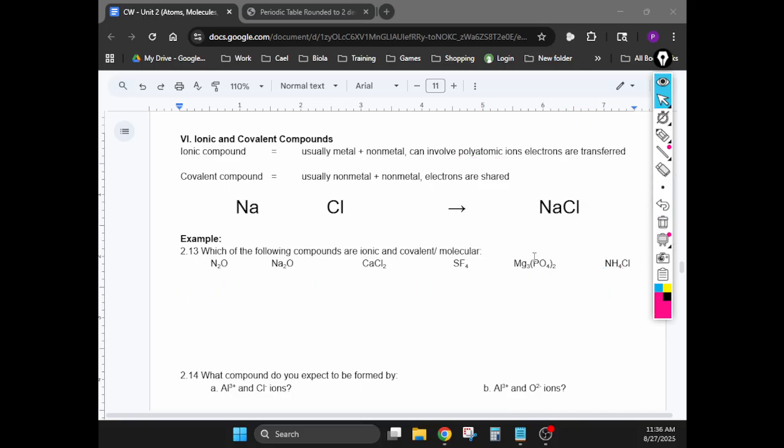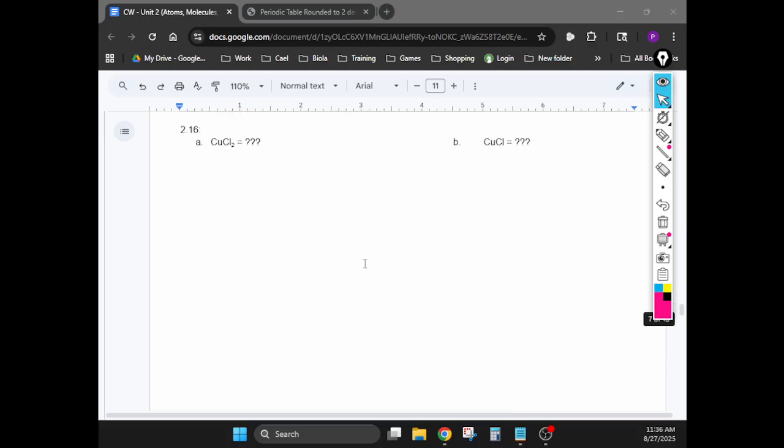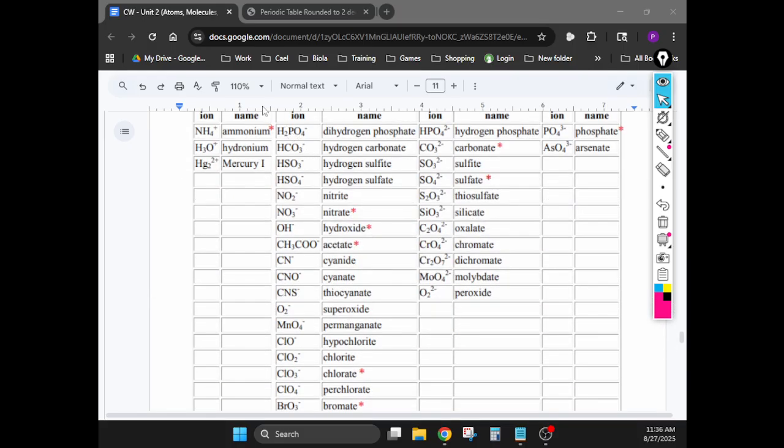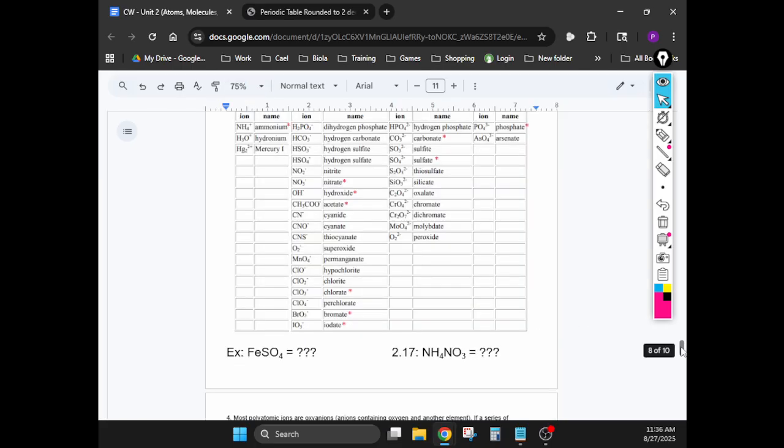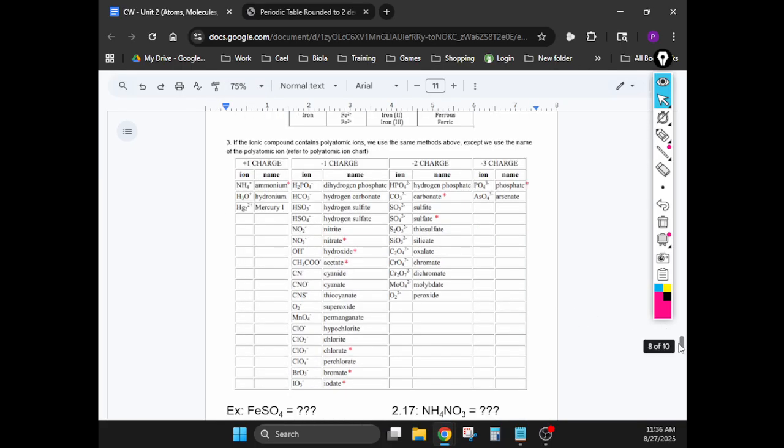So let's scroll down a little. We're going to skip 2.14 and all of this, and go to this chart right here. Scroll down to page 8 of the workbook. You see this big table, right? You have to memorize all of it. I'm just kidding. You don't need to memorize all of them. I know you just got a heart attack, huh?